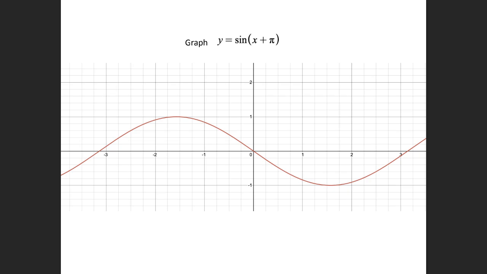So here's a graph, sine of x plus pi. Well, that means it's going to be shifted backwards pi units. Now pi is 3.14, isn't it? So basically it's shifted backwards 3.14, and then the sine graph starts. Okay, so remember pi is a number. It's 3.14.